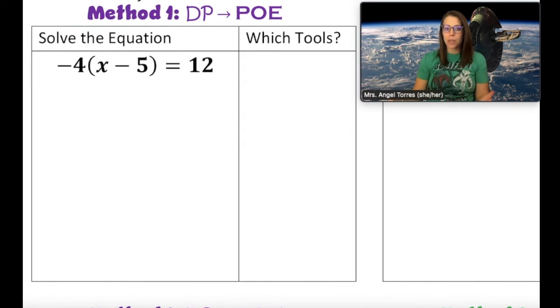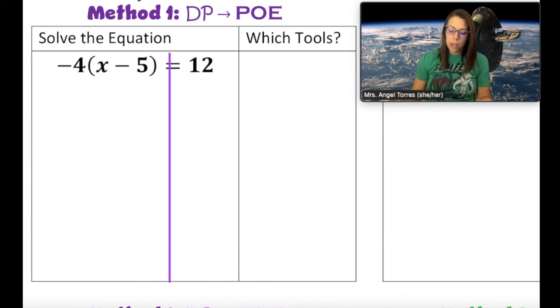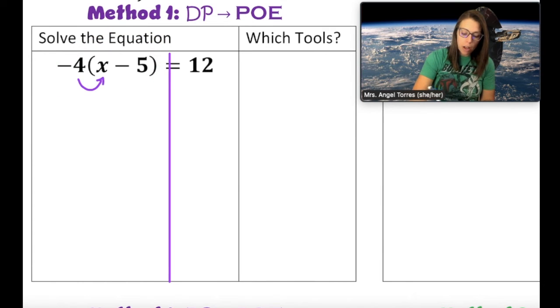Our first equation that we're going to deal with is negative 4 times the group of x minus 5 equals 12. I'm going to start by putting a line down the middle of my equal sign. In method 1 here, we're actually going to use the distributive property first, then follow it up with our properties of equality. So I do see that, again, my variable's on the left side, that's where I'm looking, and I'm distributing a negative 4 on that side.